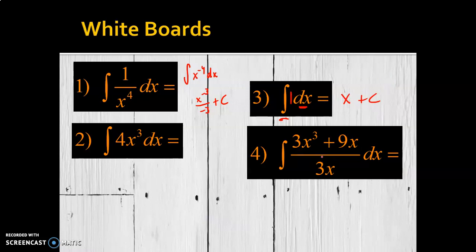There's no quotient rule, so make sure you split this one up. You just split it up as 3x cubed over 3x is just x squared, and 9x over 3x is just 3. So this is the problem that you would take the integral of. We don't have a quotient rule, so you have to split it up and then take the integral.